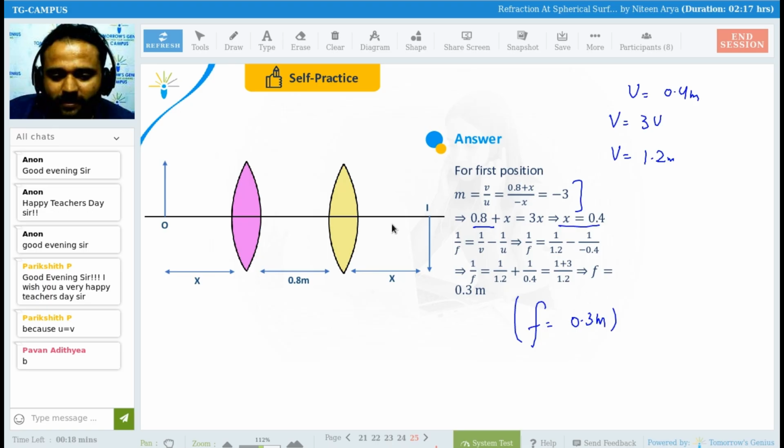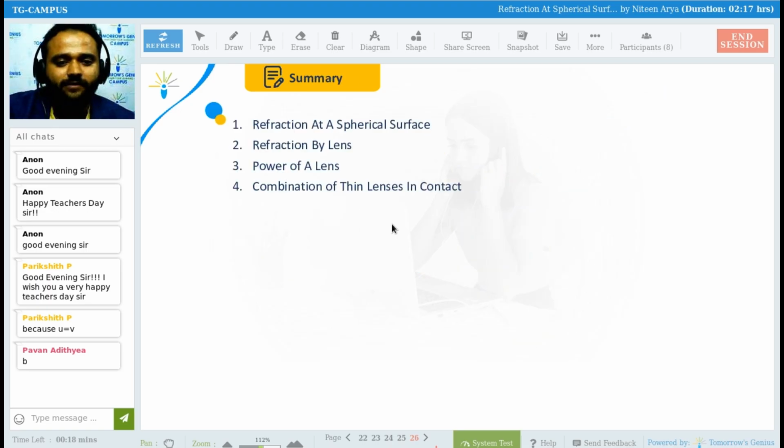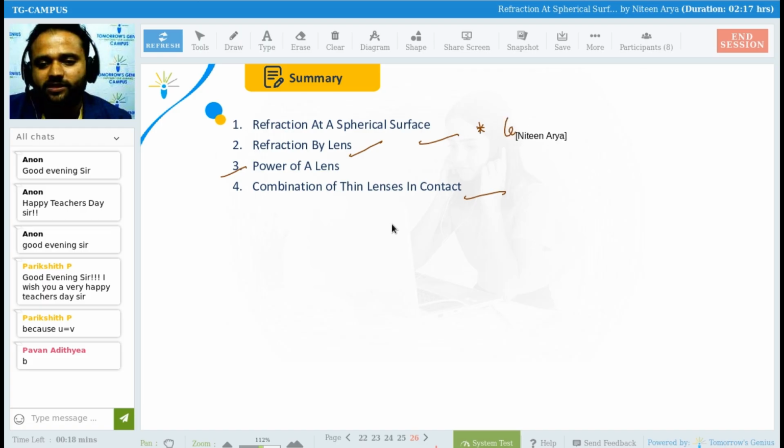Okay, if this is clear, then this lecture is complete. We did important things: refraction at spherical surfaces, refraction by lens, power of a lens, combination of thin lenses in contact. So in this I added one more thing: the lens maker formula and its derivation.